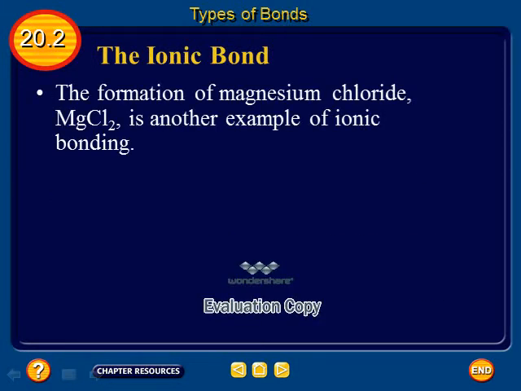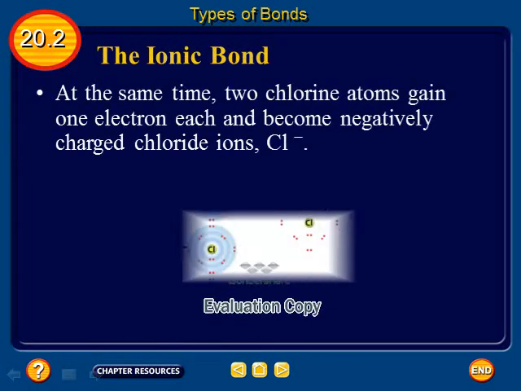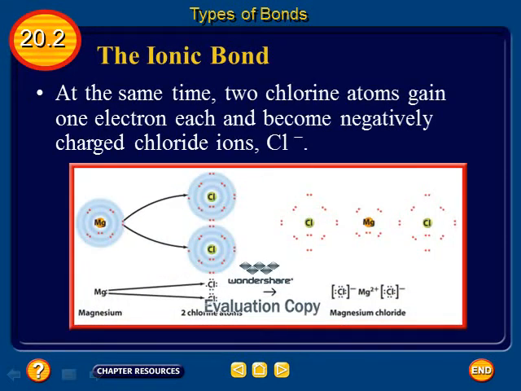The formation of magnesium chloride, MgCl2, is another example of ionic bonding. When magnesium reacts with chlorine, a magnesium atom loses 2 electrons and becomes a positively charged ion, Mg2+. At the same time, 2 chlorine atoms gain 1 electron each and become negatively charged chloride ions, Cl-. The graphic illustrates this process.